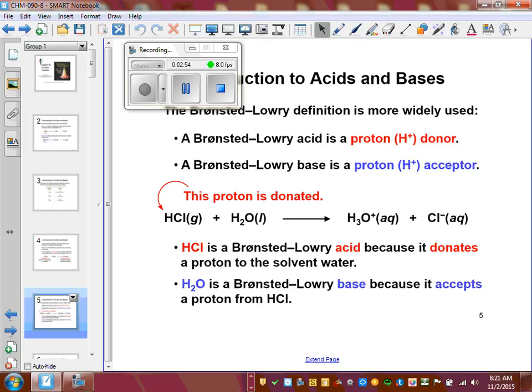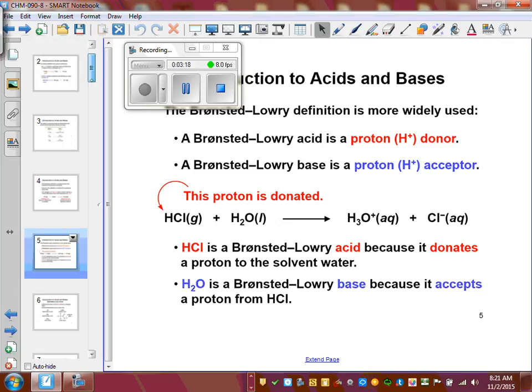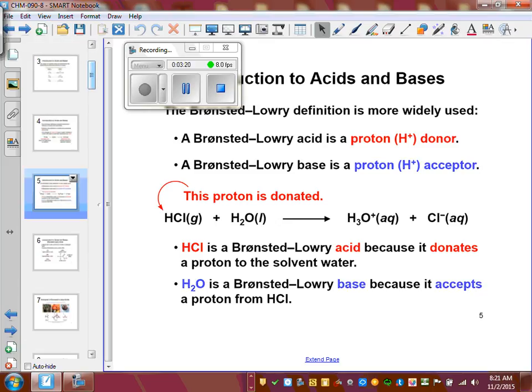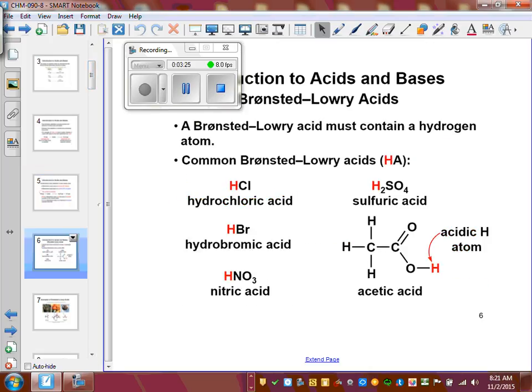So here HCl plus H2O goes to H3O+ plus Cl-. So the HCl gives its H+ to the H2O. So it donates, so it's an acid. The H2O takes the H+, so the H2O is a base. So a Bronsted-Lowry acid must contain a hydrogen atom.